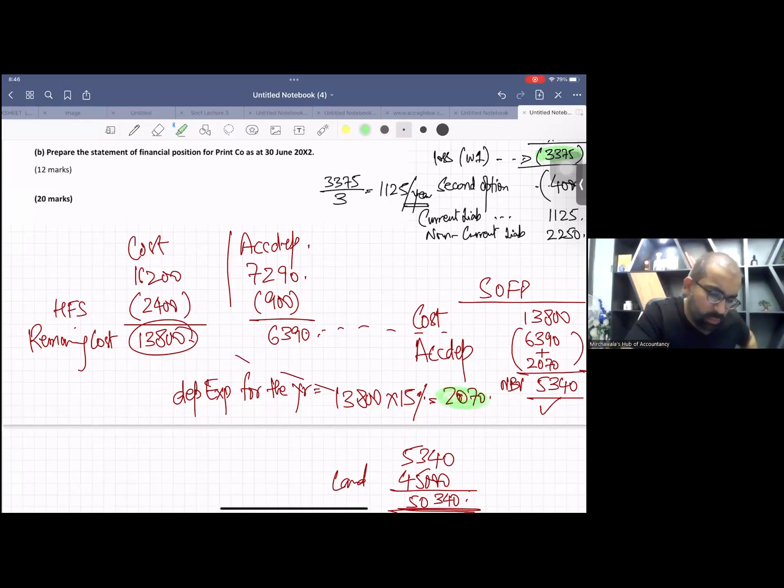Now one thing, this 2070 will go in the cost of sales. Cost of sales, you remember, for the year depreciation is added in cost of sales. You getting? Did you understand? Please tell me.